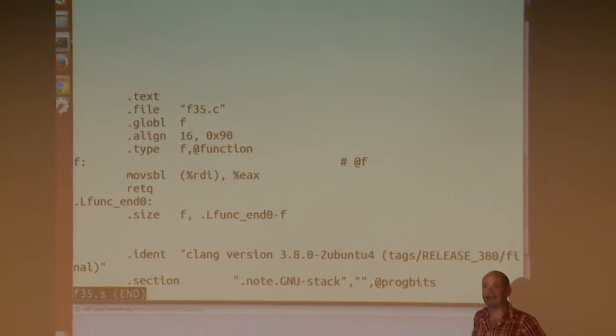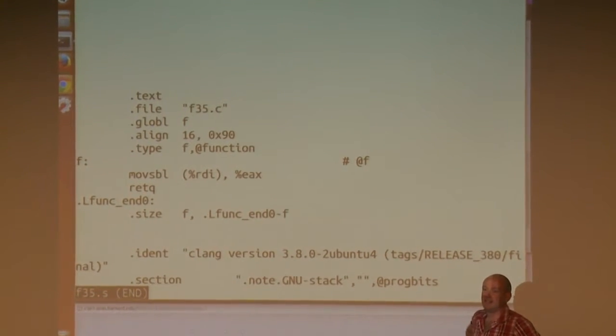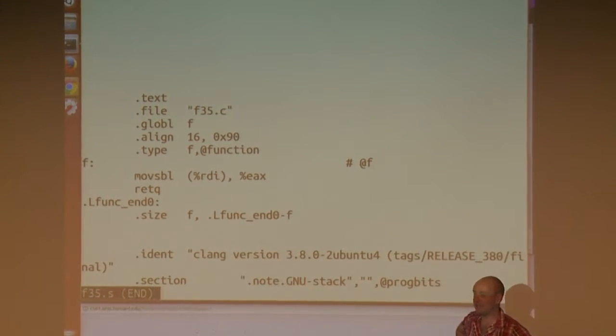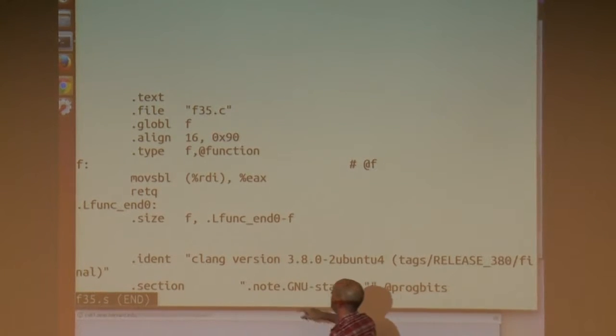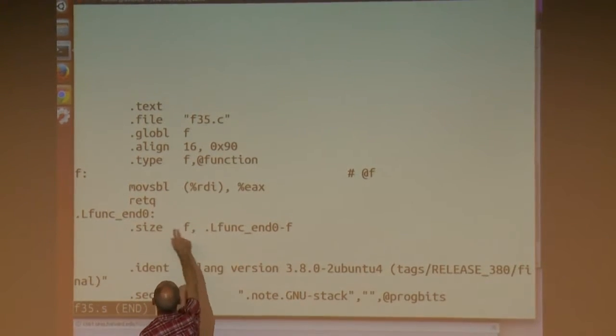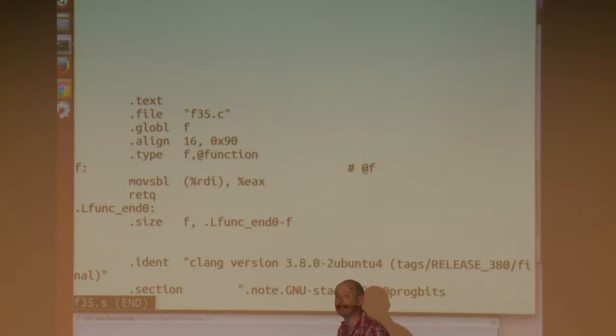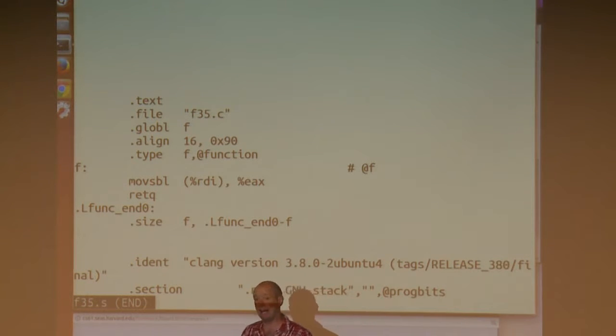What about this? The pattern is almost the same, right? We have the same sort of instruction prefix. It's another move. We have %RDI into EAX. Those are the same arguments. But this is a different move instruction rather than move L. It's move SBL.